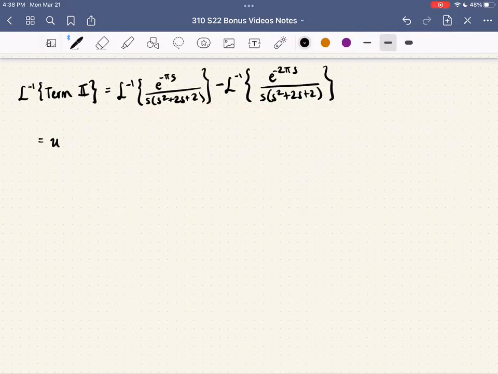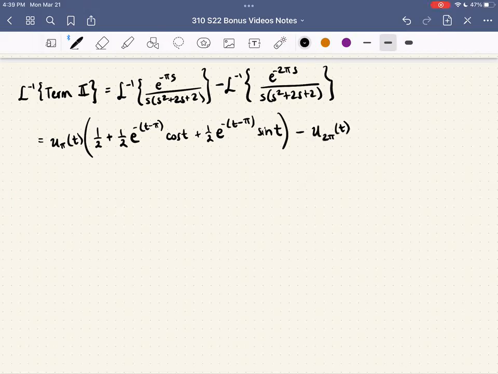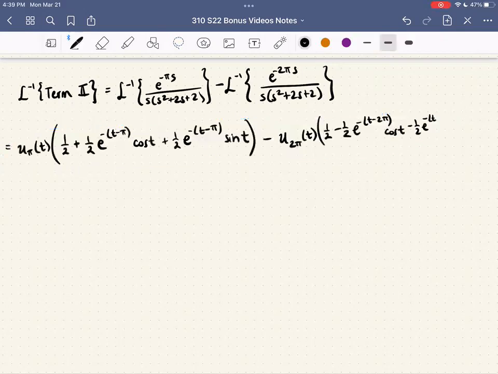So I have u sub pi of t times (a half plus a half e to the negative (t minus pi) cosine of t plus a half e to the negative (t minus pi) sine of t), minus u sub 2 pi of t times (a half minus a half e to the negative (t minus 2 pi) cosine of t minus a half e to the negative (t minus 2 pi) sine of t).